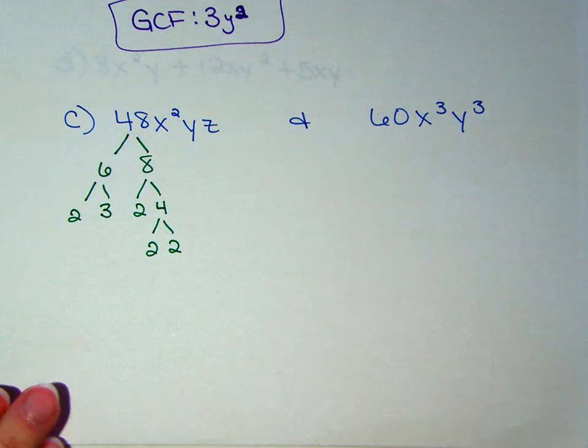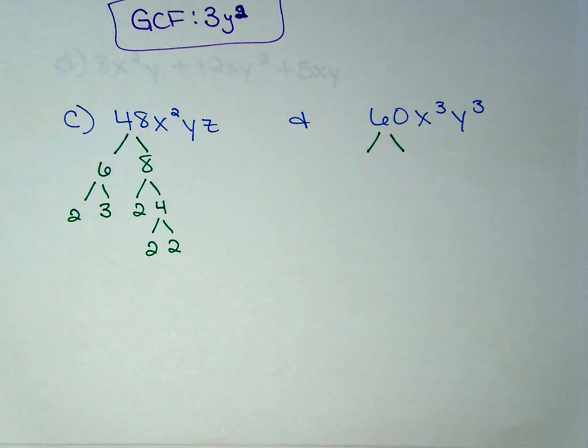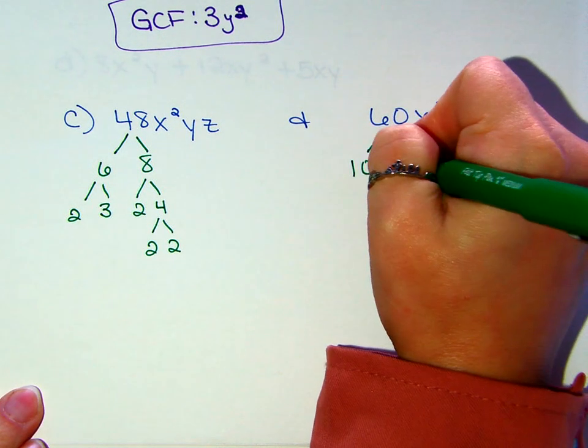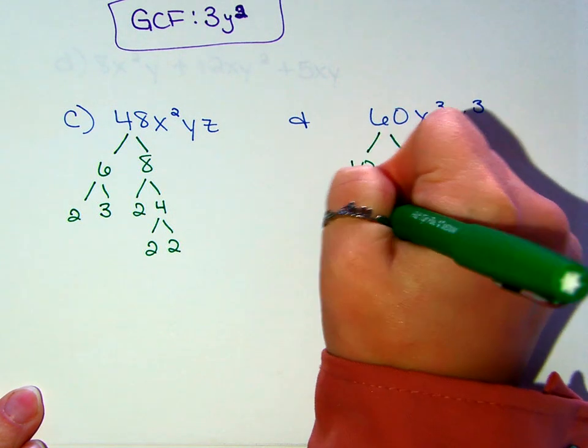Then I'm going to move over to 60. Again, 60 is a number that ends in 0. So right off the bat, I can think, okay, I know 10 is going to be a factor. 10 times what? Well, 10 times 6. 10 is 2 and 5. 6 is 2 and 3.